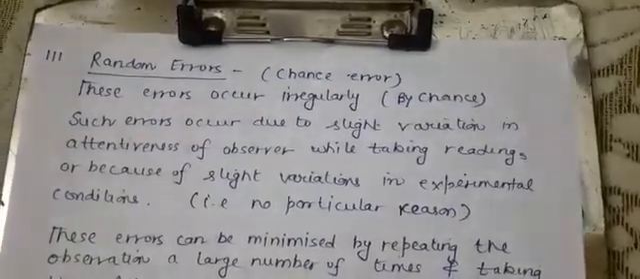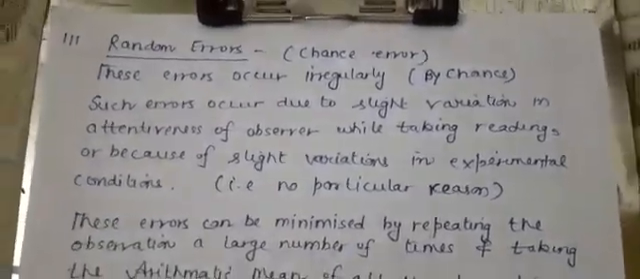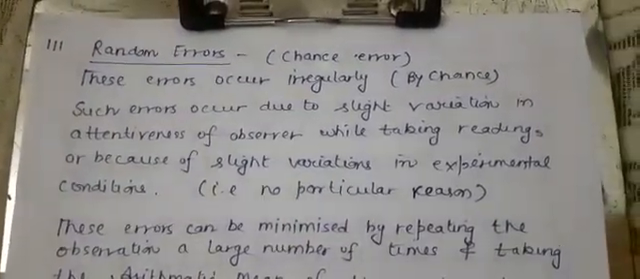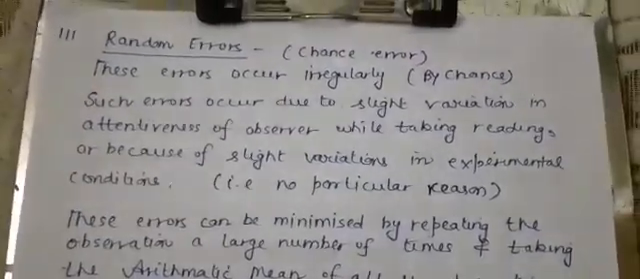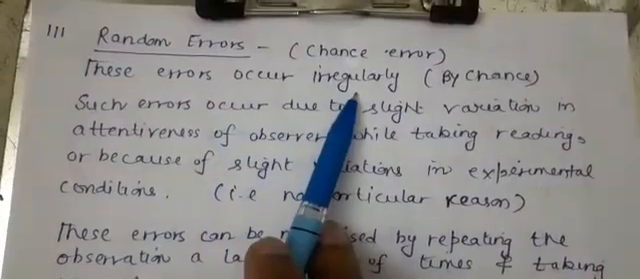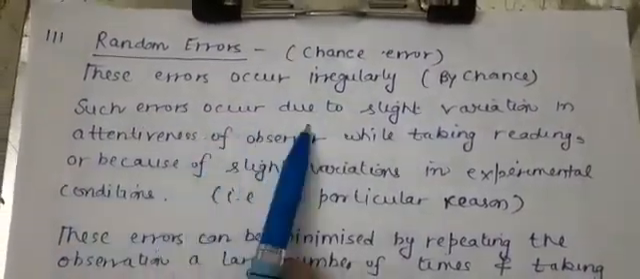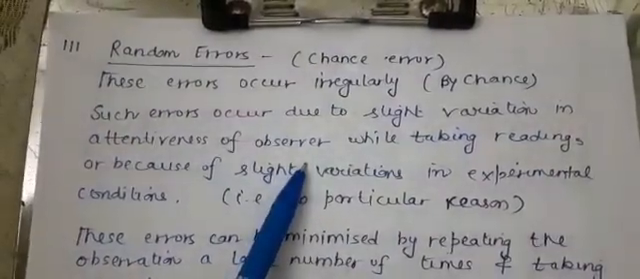Next is random error. Another name for it is chance error. Actually, there is no proper reason for the random error, as the term indicates: by chance, random, no certain reason. So these errors occur irregularly. Such errors occur due to a slight variation in attentiveness of the observer.